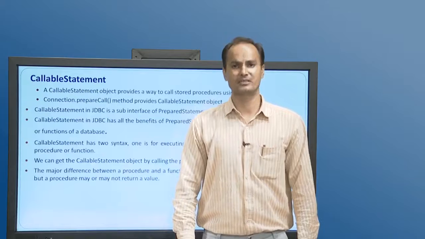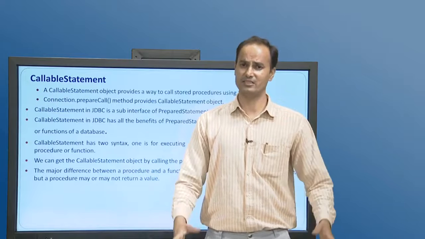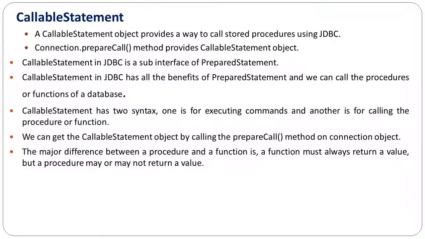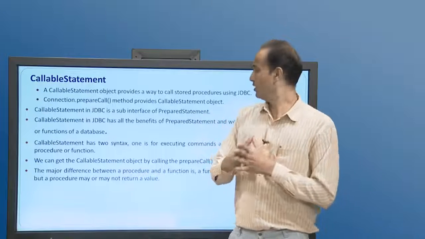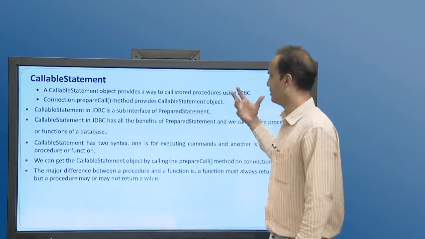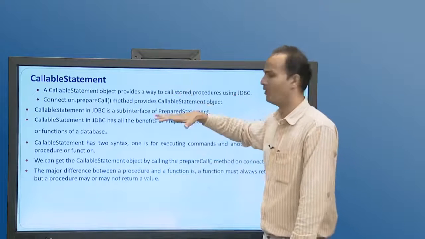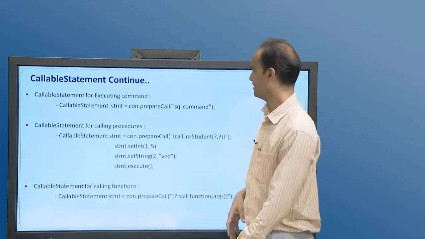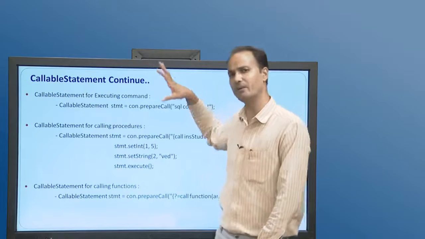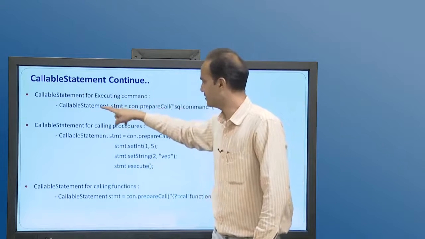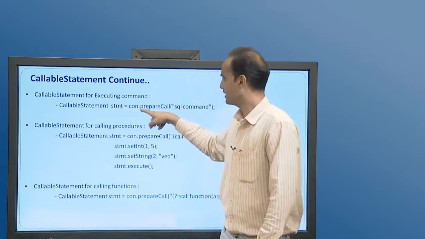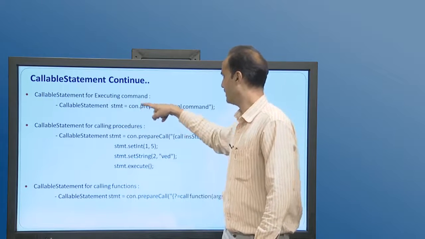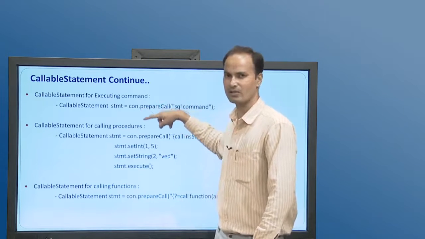Now next is callable statement. The callable statement, as we already said, is a statement which helps the user to execute a stored procedure in a Java program. So how do we create a callable statement? It has all the functionality of prepared statement, and apart from that, see how we create it. In the same way as prepared statement, we create the instance of callable statement using the connection instance and call the method prepareCall.